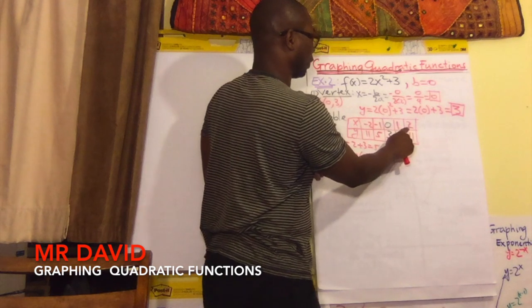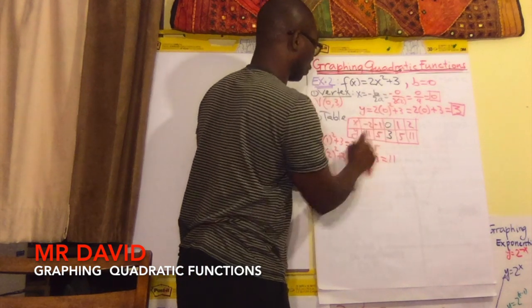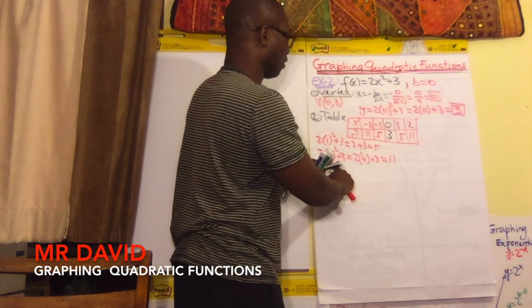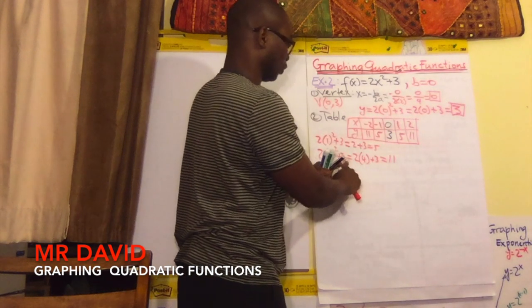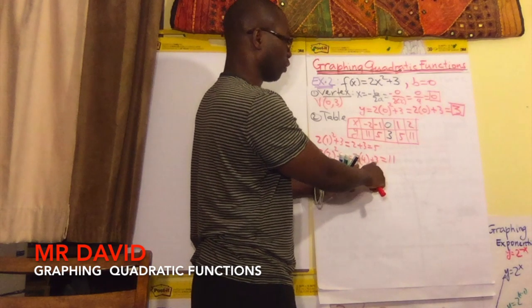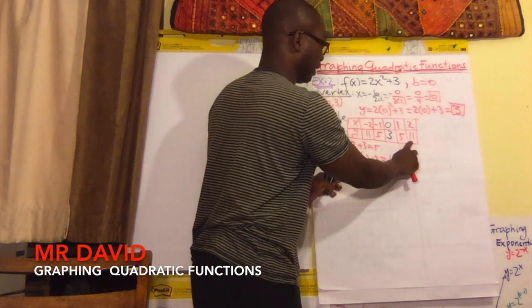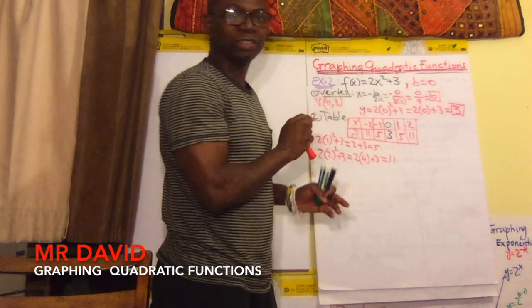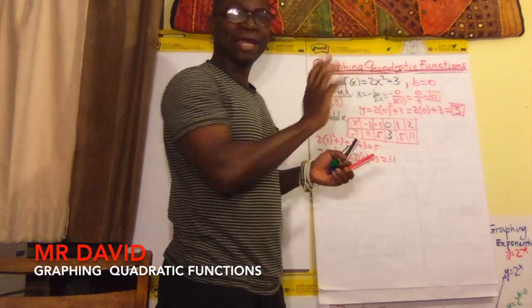We have 2 times 2 squared plus 3. So 2 squared is 4. 2 times 4 is 8, plus 3 is 11. I'll put 11 here. So whatever is on this side is on this side. So we have everything. Now we could just go ahead and plot these points.